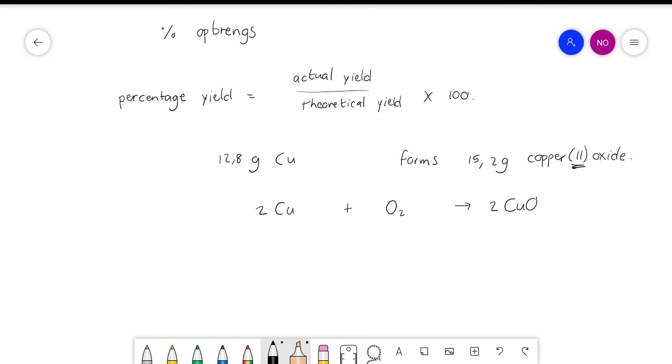The copper. Nee? Dis is al heel eerste een wat ek met julle gedoen het van die magnesium lint wat brand. Okay. So, number 1, they asked us for the balanced equation.